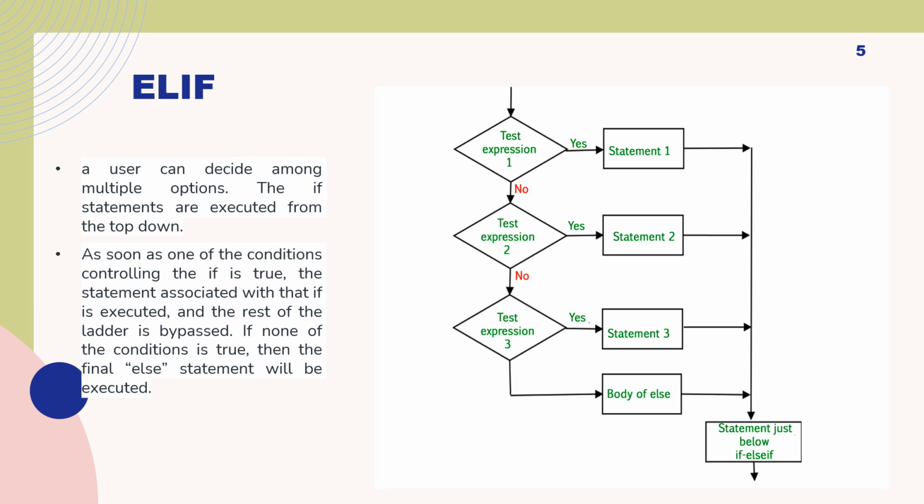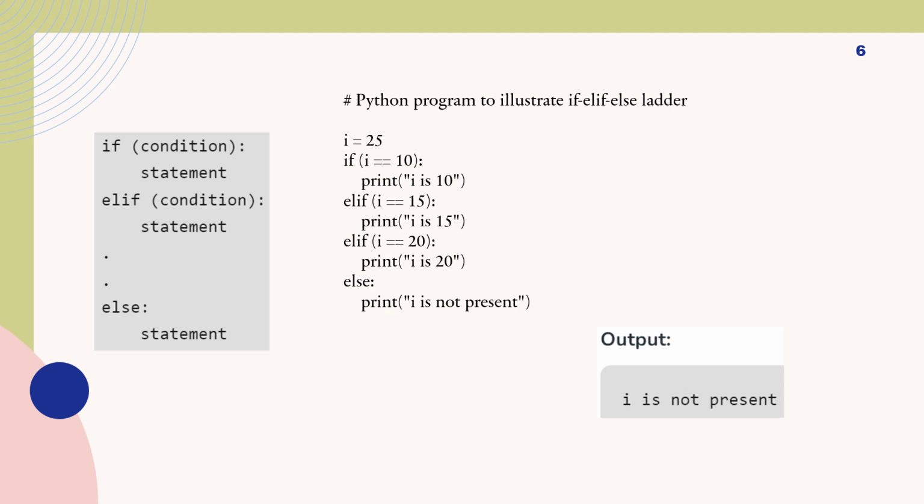If test expression 1 is true, it will go on to statement 1. If it is no, it will go on to test expression 2 and check the condition. If it is yes, it will go on to statement 2. If it is false, it will move on to test expression 3. Otherwise, finally, if it is no, it will move on to the body of else. So here is the syntax and the demonstration program for the elif condition in Python.